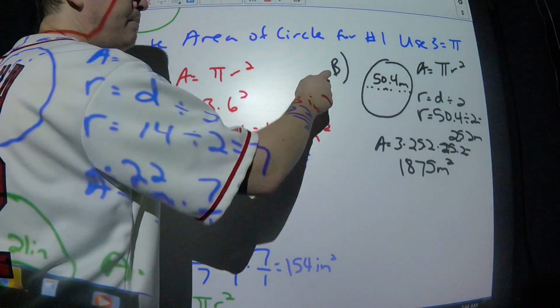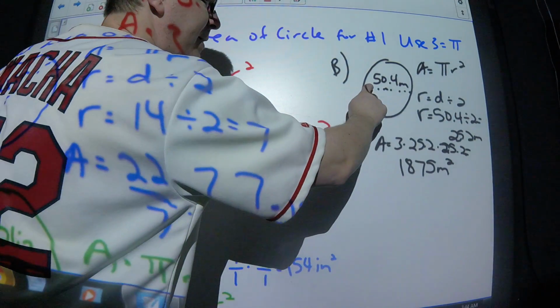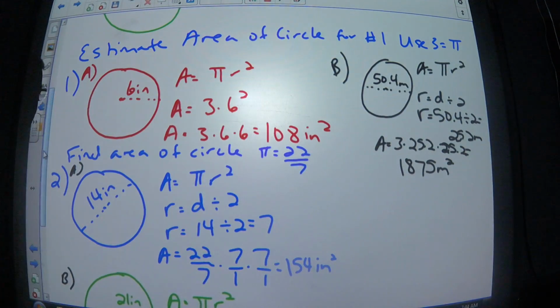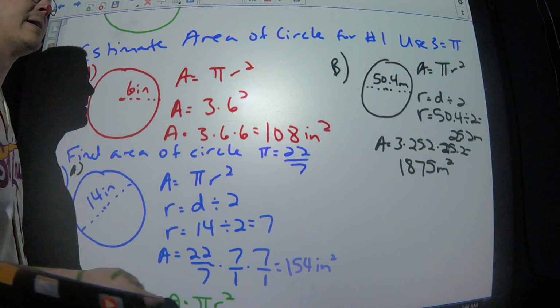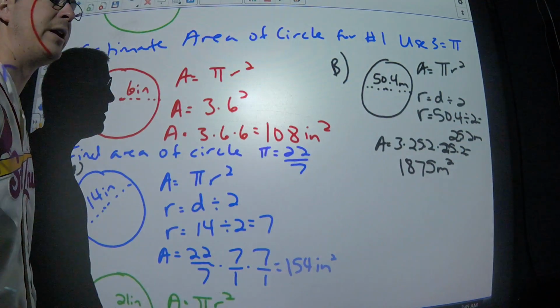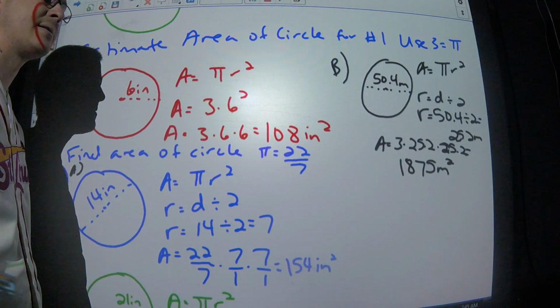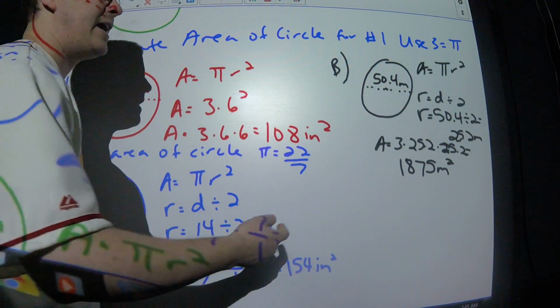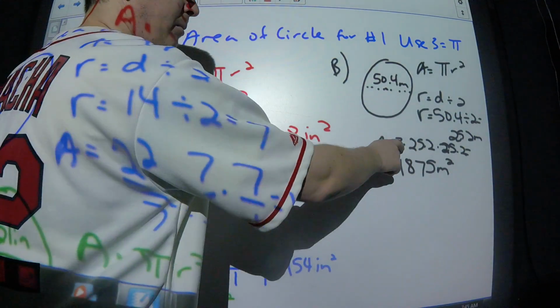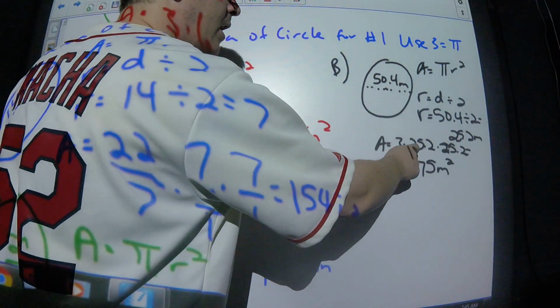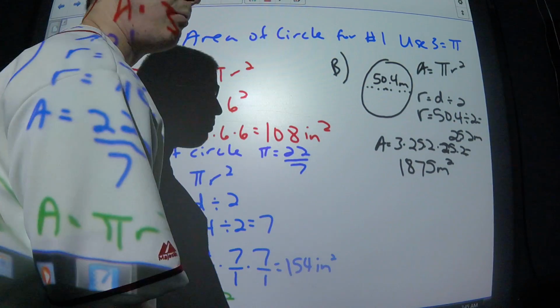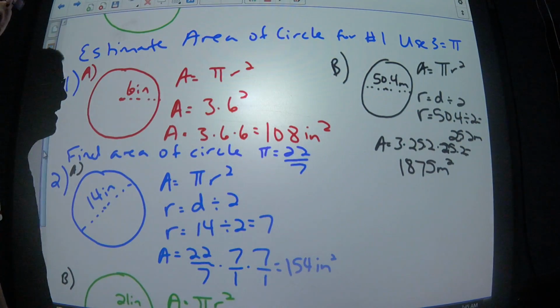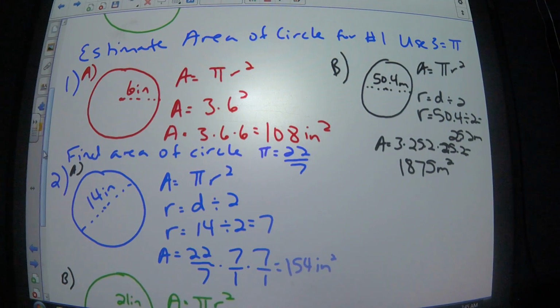Looking at B, they give me the diameter of the circle instead of the radius. And so in order to find the radius, I have to divide it by 2, which is going to give me 25.2 as the radius. So to find the area, I take 3 times, because remember, they're replacing pi with 3, 25.2 times 25.2, which is going to give me 1,875 meters squared. I don't expect you to do that in your head. You could do it on paper, but you could also do it on the calculator.